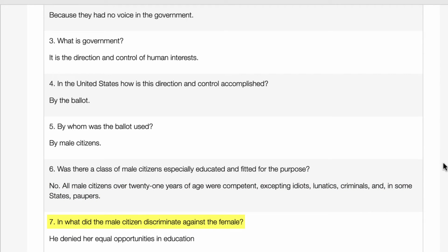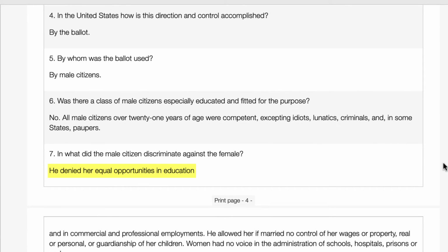And what did the male citizen discriminate against the female? He denied her equal opportunities in education and in commercial and professional employments. He allowed her, if married, no control of her wages or property, real or personal, or guardianship of her children. Women had no voice in the administration of schools, hospitals, prisons, or asylums.